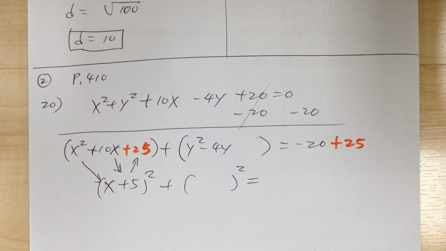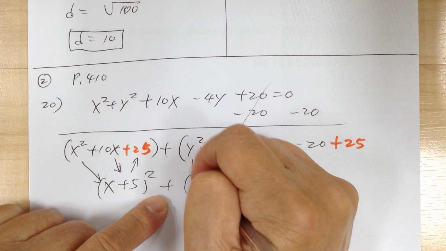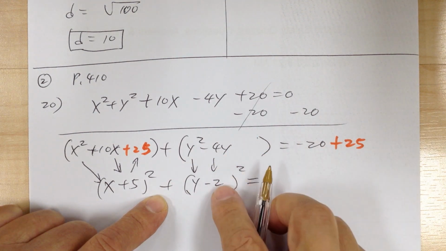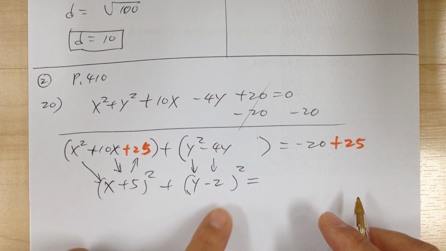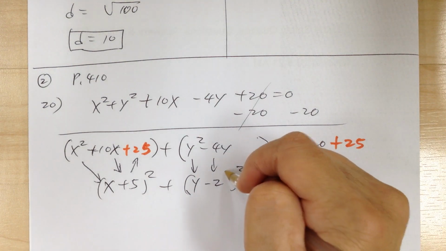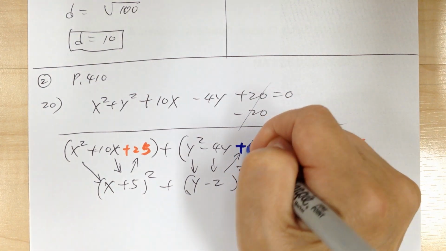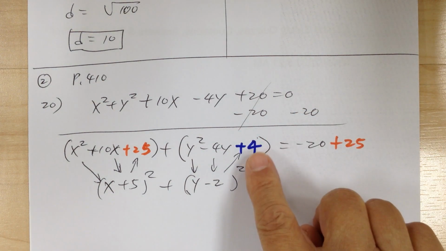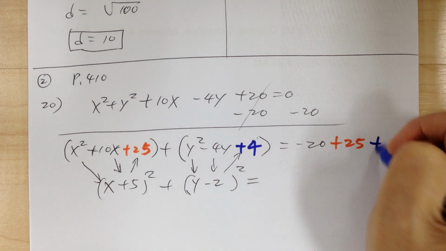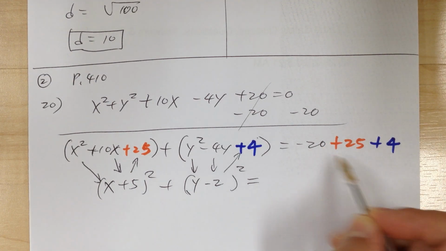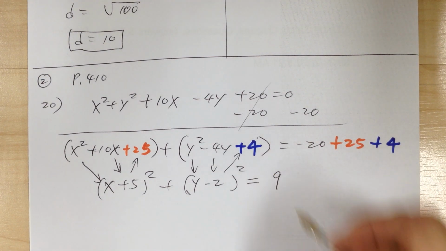Then you do the same thing for the y. So again, from this, you're going to get y. From this, you're going to get minus 2, right? 2 times negative 2 gives you negative 4. And this number came from the square, so negative 2 squared will become plus 4. So if you add 4 over here, you need to add 4 right over here. And then you simplify this part over here, so this gives you 9.